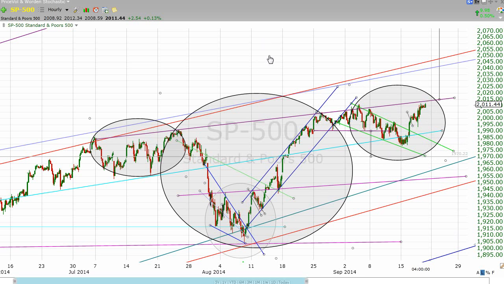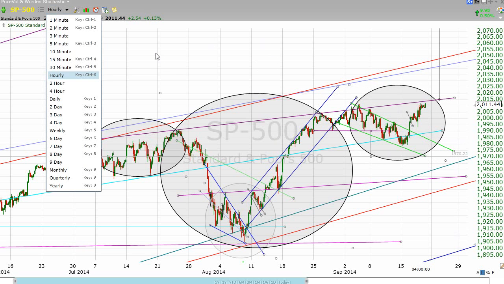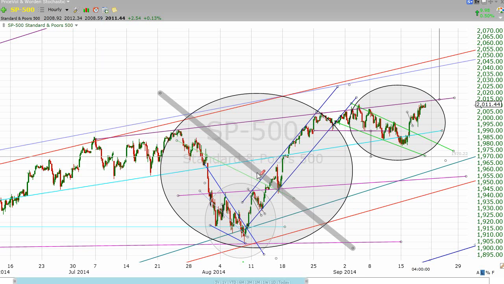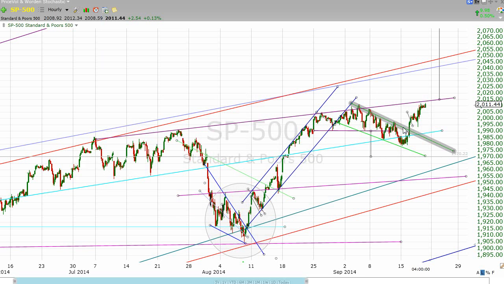So today, if we zoom in, before we zoom in, let me just, to keep from cluttering up the chart, get rid of these three little circles. By the way, what is an inverted head and shoulders pattern? Well, you often see them at market bottoms.